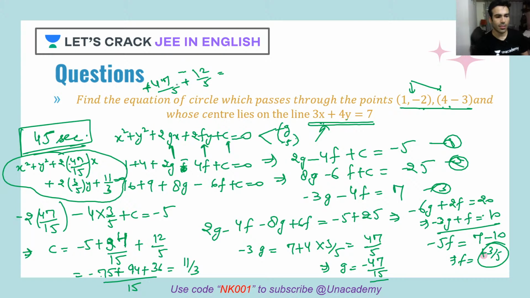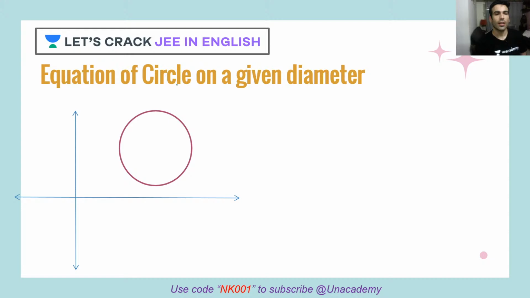Okay. So let's move ahead and let's start solving our next question. No issues, Adya. I was just cross-checking for you only. Let's go ahead. Equation of circle on a given diameter.